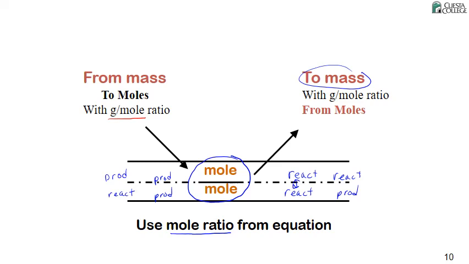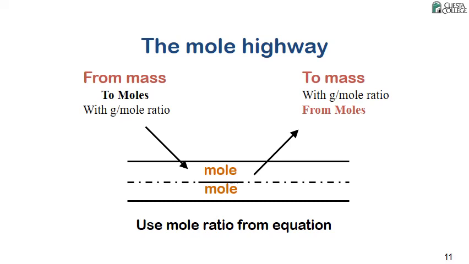I had some students a few years ago that showed me this kind of diagram that they came up with, and they called it the mole highway. You can get on the mole highway with grams to moles, you can get off the mole highway with moles to grams, and you can change lanes with the mole ratio from the balanced chemical equation. It's kind of corny, but I like it.